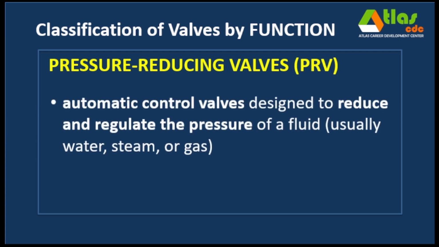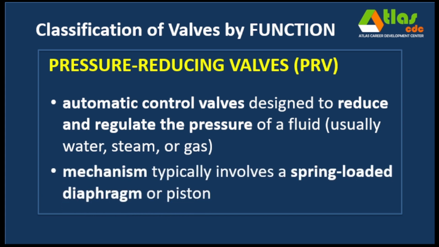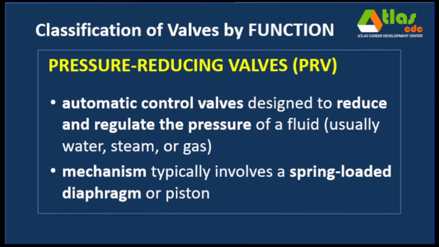Pressure-reducing valves, PRVs, are automatic control valves designed to reduce and regulate the pressure of a fluid, usually water, steam, or gas, from a higher inlet pressure to a lower, stable outlet pressure. The mechanism typically involves a spring-loaded diaphragm or piston that adjusts the valve opening based on downstream pressure. Their main function is to protect plumbing systems and equipment from high pressure that could cause damage or leaks. PRVs maintain consistent outlet pressure regardless of fluctuations at the inlet.